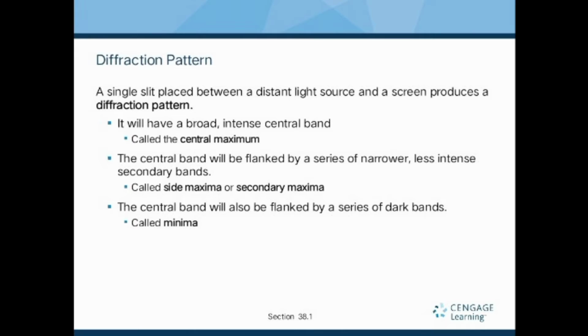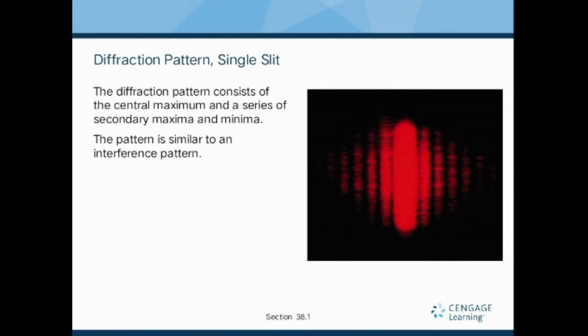Diffraction pattern. A single slit placed between a distant light source and a screen produces a diffraction pattern. It will have a broad, intense central band, called the central maximum. The central band will be flanked by a series of narrower, less intense secondary bands, called side maxima or secondary maxima. The central band will also be flanked by a series of dark bands called minima.